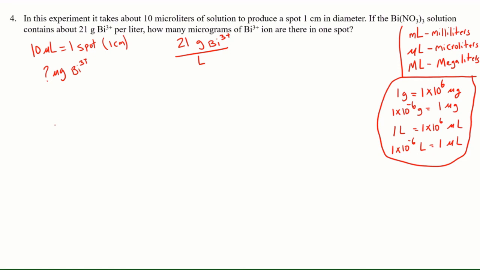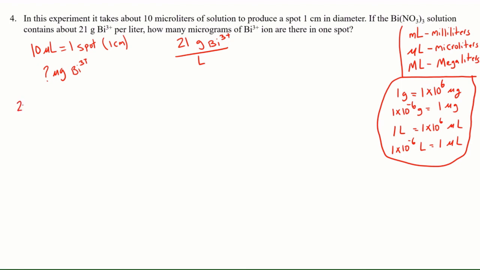The way I'm going to answer it is I'm going to unify the units of the concentration to match the 10 microliters and the micrograms that they're asking for. Okay, so what that means is I'm going to convert 21 grams per liter, the concentration that's given, to micrograms per microliter concentration. Okay, so let's do that.